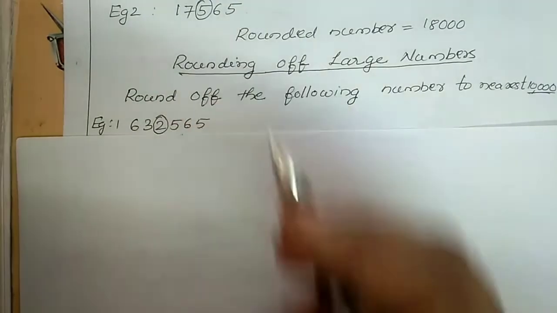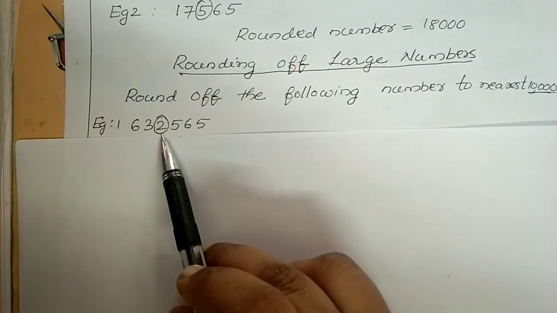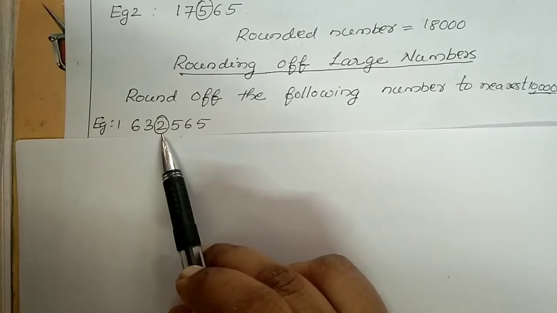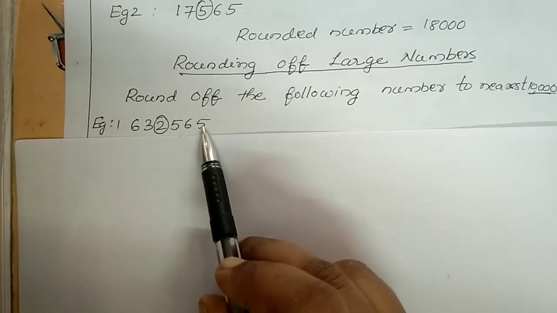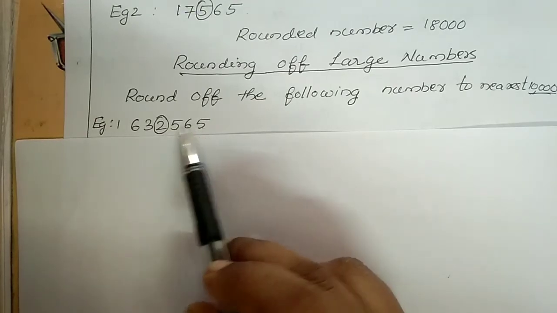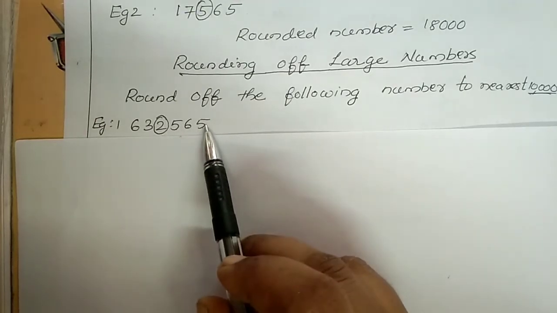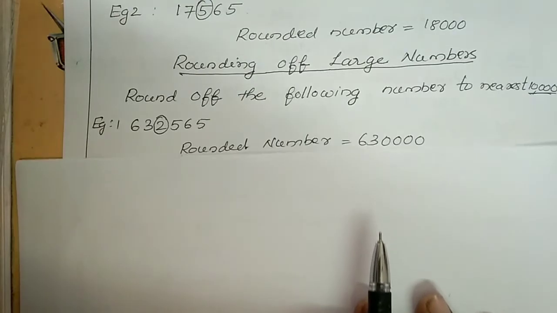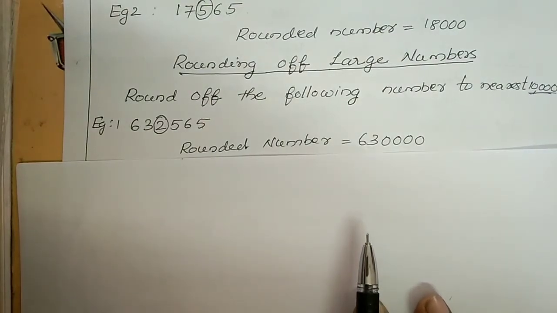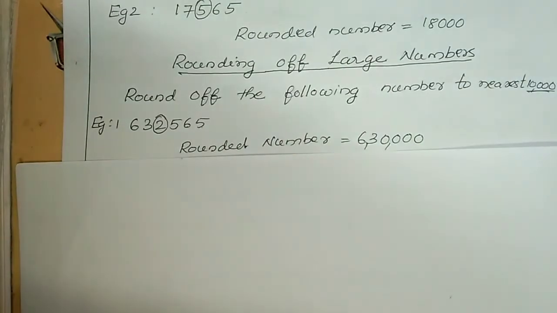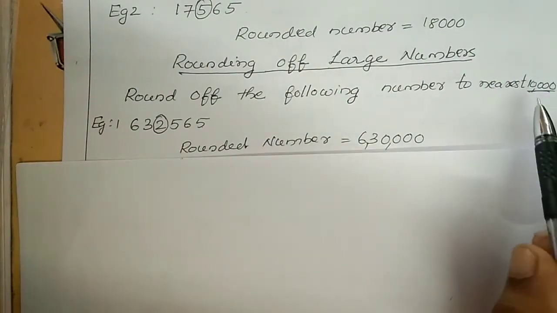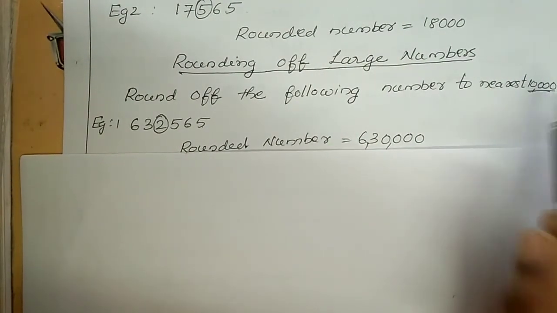Here the thousands place number is 2. Then what is our rule? Since it is less than 5, in that case you simply replace these 4 digits and put 4 zeros. Okay, so our rounded number is equal to 6,30,000. Okay, rounded to the nearest 10,000.